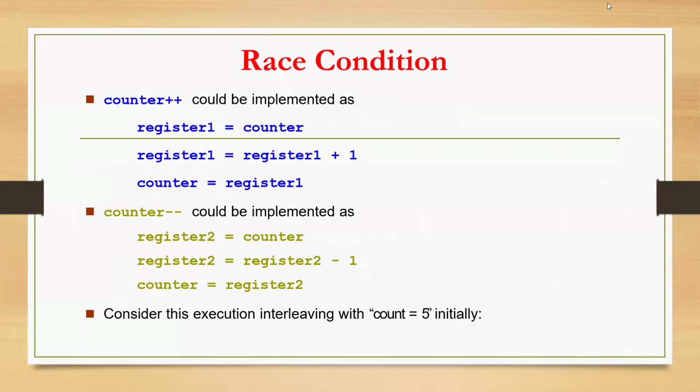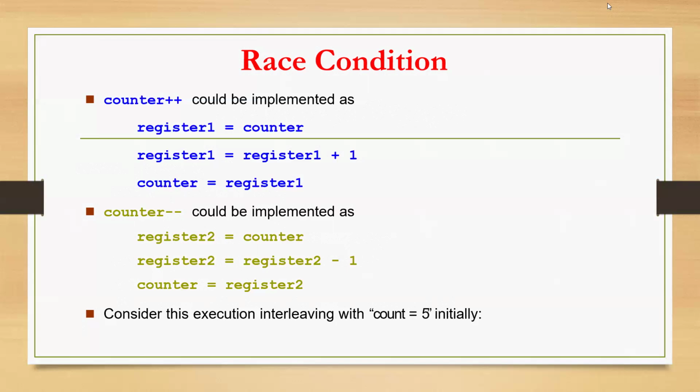Okay, so race condition means what? Whenever we have a large number of processes or threads, and all the processes are sharing the same data, definitely race conditions will occur, because it is very difficult to find out which process is currently executing. That problem is called race condition.